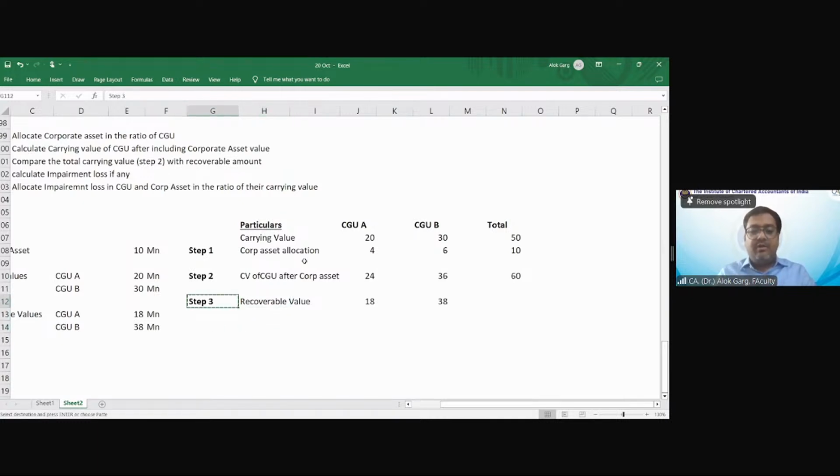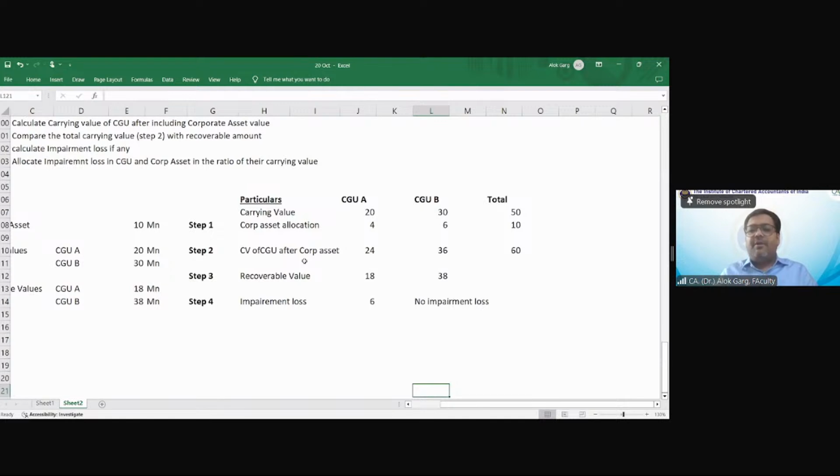Step number 4. Compute impairment loss, if any. Is there any impairment loss on CGU A? Yes. On CGU A, the impairment loss is 6 million. And for CGU B, no impairment. Why? Because recoverable value is more than the carrying value. No impairment.